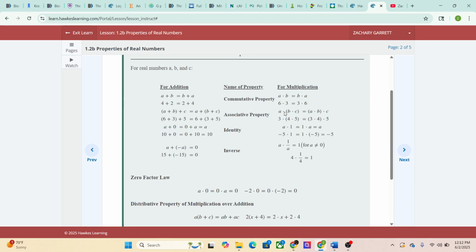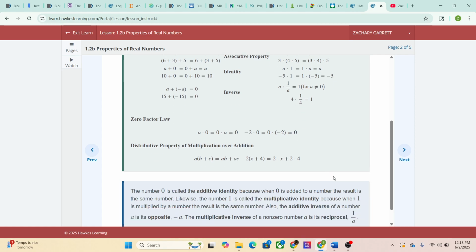For multiplication, these properties are pretty much exactly the same, with the exception of the identity property. So anything multiplied by a negative number in multiplication is going to be negative. And the inverse property is saying that a times 1 over a equals 1, for a not equal to 0. So 4 times 1 over 4 equals 1 because the denominator cancels out.